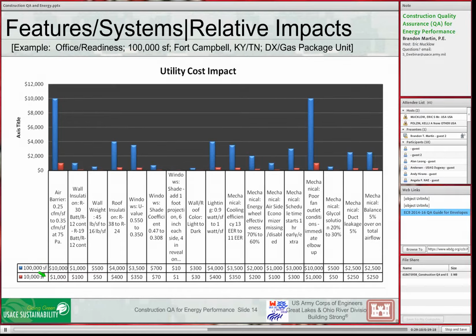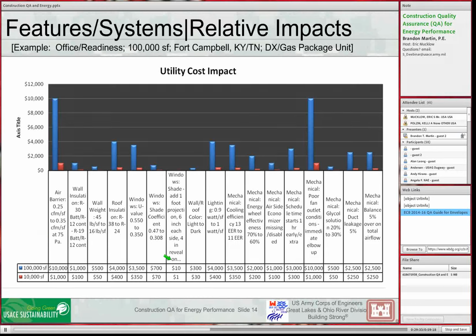How many times do we want to send somebody out into the field to watch a retest of an air barrier system if this kind of difference is only going to make a $1,000 a year difference? Still, that's a pretty large difference. $1,000 a year over 40 years is $40,000. Might send somebody out several times.